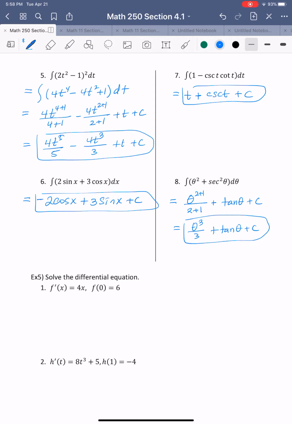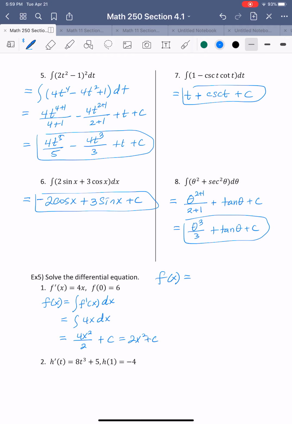For the 5, solve the differential equations. Okay, so we're going to find the what? It's going to be f of x, okay? So in order to find f of x, I need to integrate f prime of x dx. Well, f prime of x is 4x dx. And then I get 4x squared over 2 plus c, which equals 2x squared plus c.